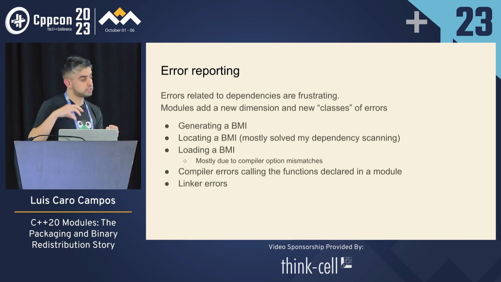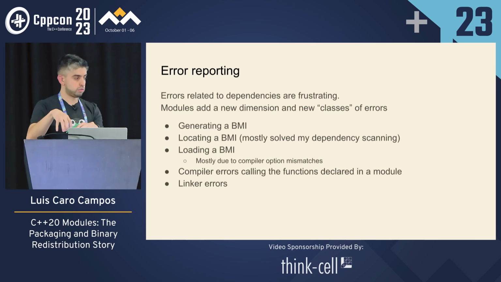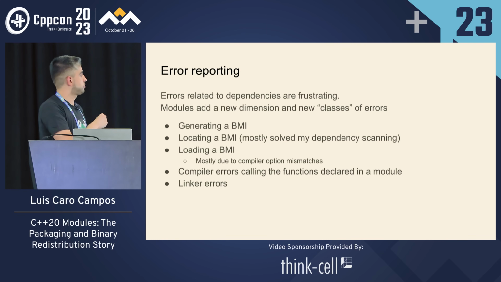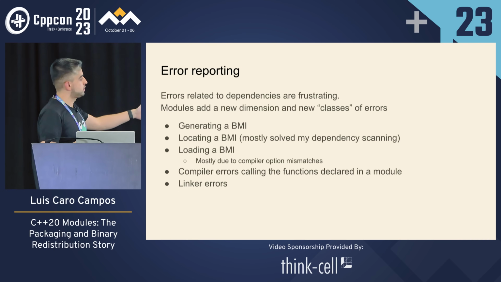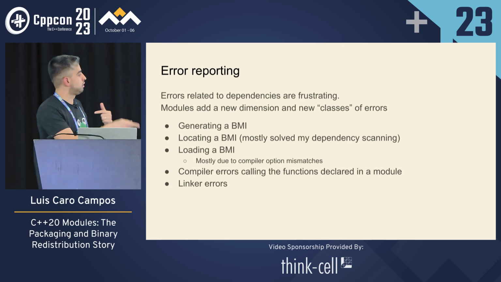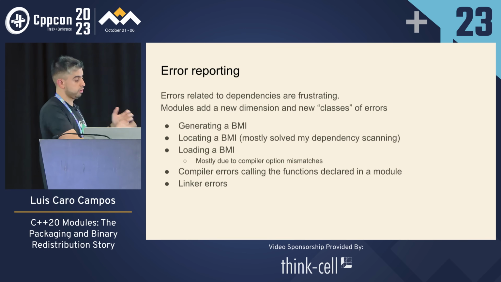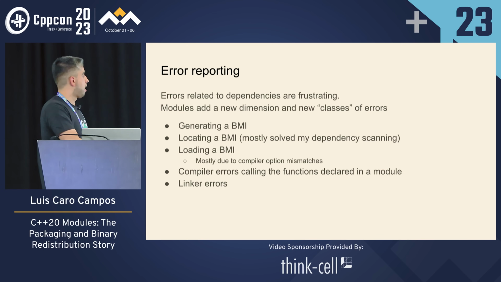Which can be very difficult for a lot of developers to actually reason about and locate where the solution has to be, right? So modules introduce a completely new dimension and class of errors when generating the BMI and locating the BMI, although I'm happy to say that the features implemented by CMake and MSBuild reduce that chance massively. Loading a BMI as well, and as we have seen, because of the compiler option mismatches, depending on whether the compiler is strict about them.